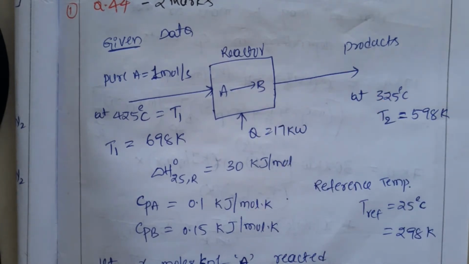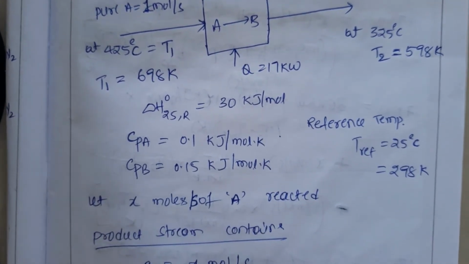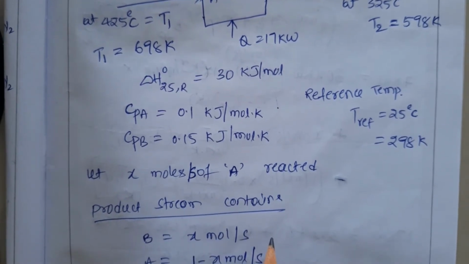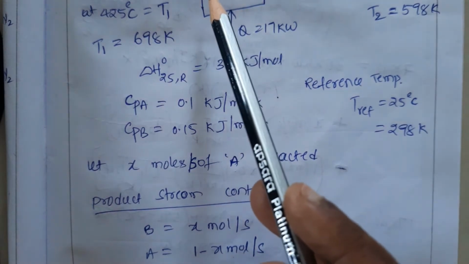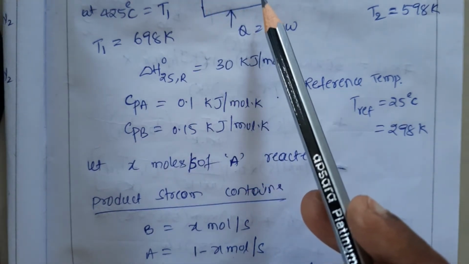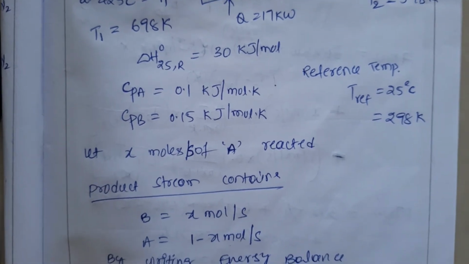So let us assume x moles per second of A is reacted. Then the product stream contains B equal to x moles per second and A equal to 1 minus x moles per second. Clear? Since as per the stoichiometry 1 mole of A is going to B, if x moles of A is reacted, it means x moles of B is forming and A equal to 1 minus x moles in the product stream leaving from the reactor.